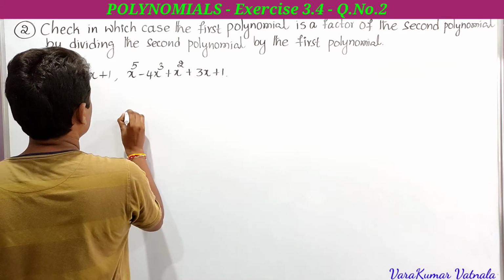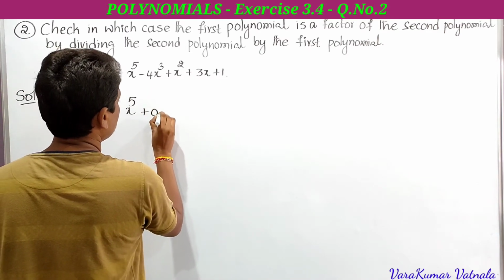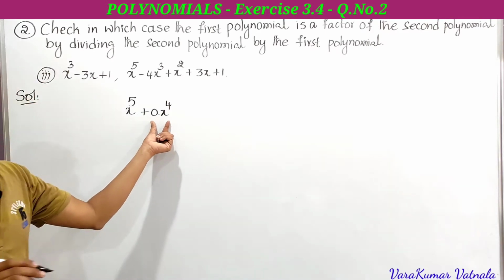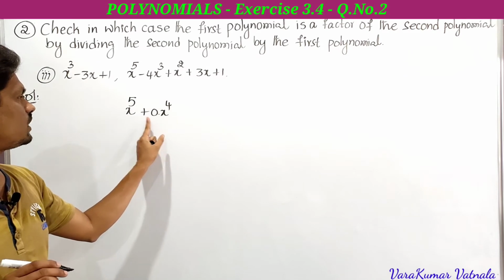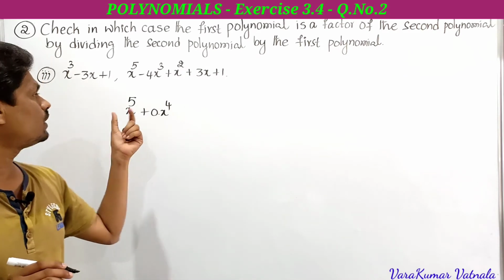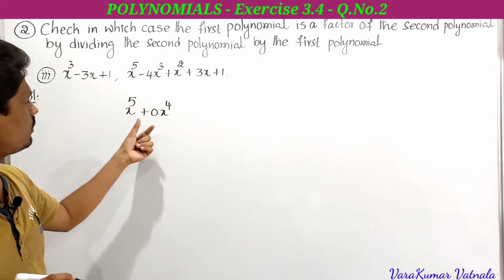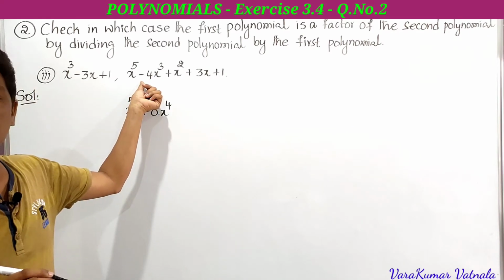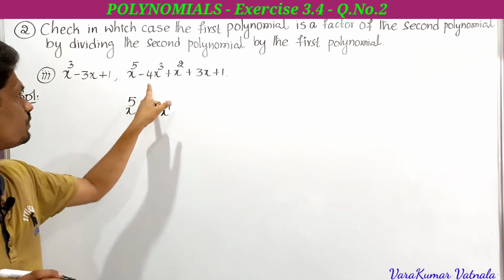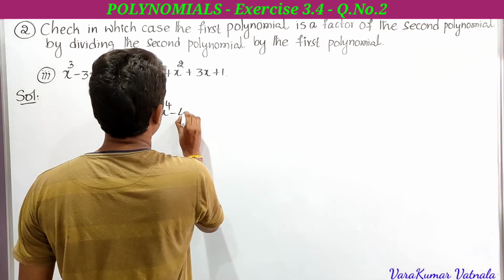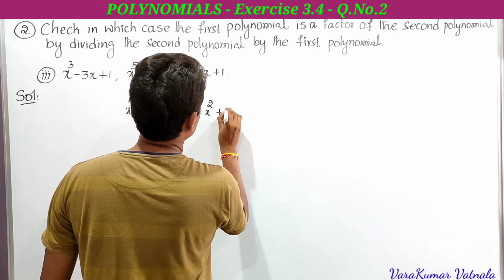See here, after x to the power 5, there is no x to the power 4 term, but I am writing it as 0 into x to the power 4. This is very, very important. You have to remember. For the dividend, after the highest degree term, each degree term must be present, then only we can do the division very easily. Otherwise you can get confused here. So x to the power 5 plus, there is no x to the power 4 term here, but I am writing 0 into x to the power 4. Then the value doesn't change here. So minus 4x cube as usual, minus 4x cube plus x square plus 3x plus 1.